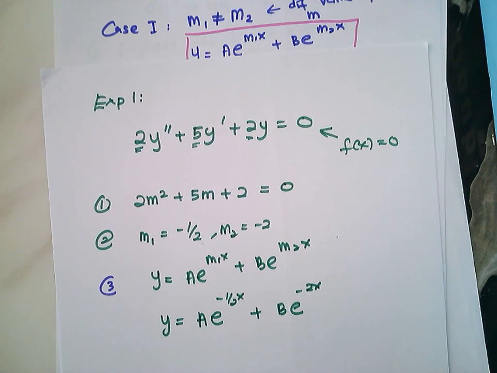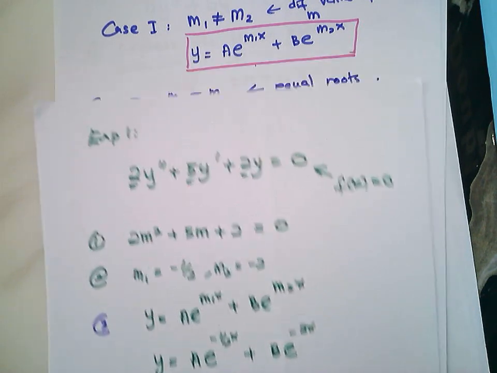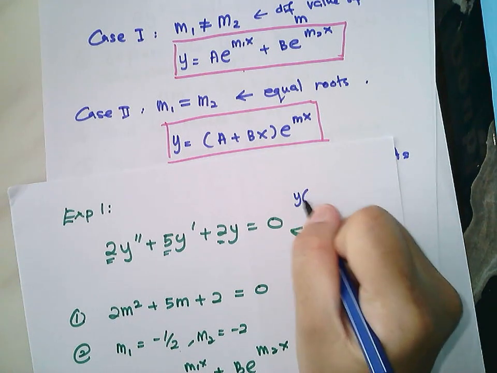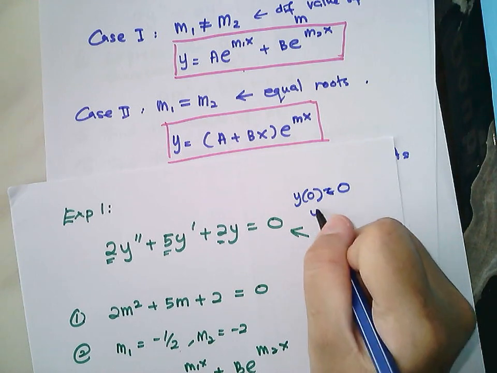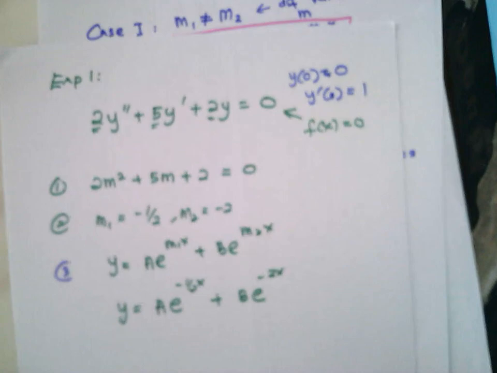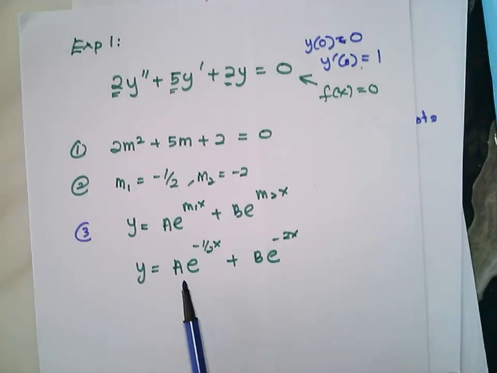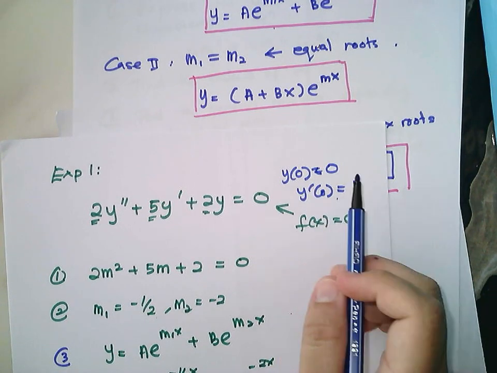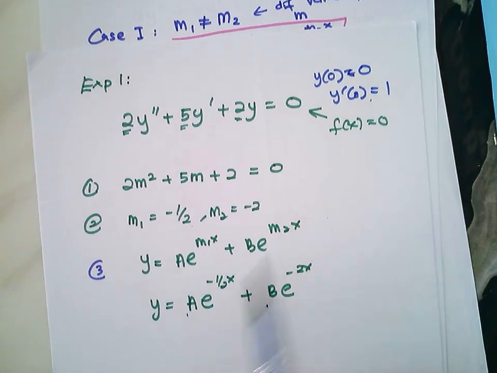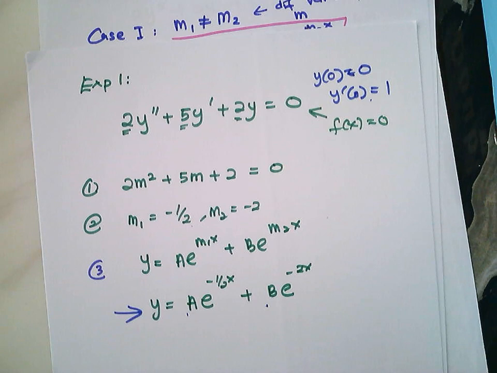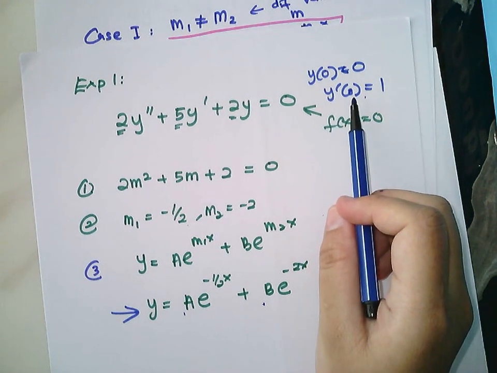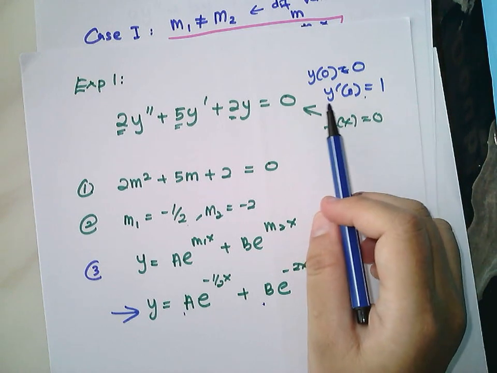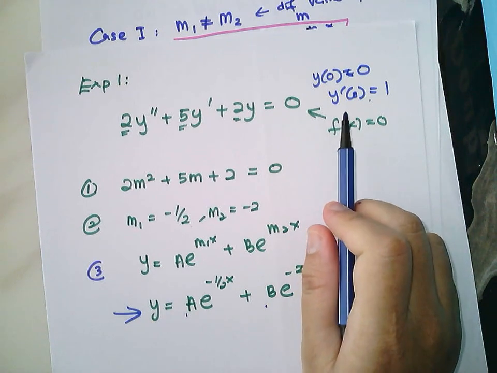Okay, let's consider if you are given an initial condition. Let's say you have y(0) = 0 and another one, y'(0) = 1. You are given these two conditions for you to find the values of a and b. The first condition, y(0) = 0, you can directly apply into your general solution. But the problem now is you have y'(0) = 1, another condition. Before you can use it, you have to find your y'.